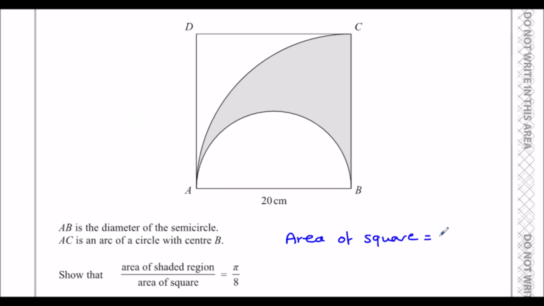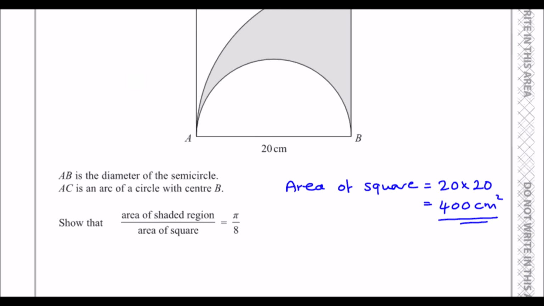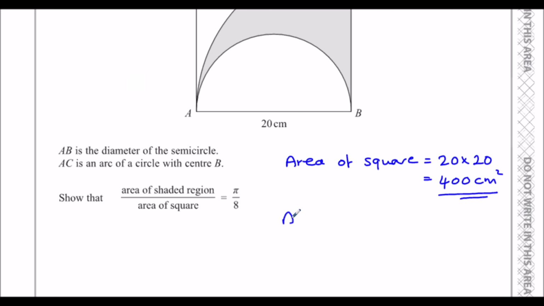So it's 20 by 20, 20 times 20, which is 2 times 2, with 2 zeros on. So we've got 400 centimeters squared for the square. And the area of a circle is pi times the radius squared. So for our semicircle, it's going to be pi times the radius squared over 2, because it's half of a circle.